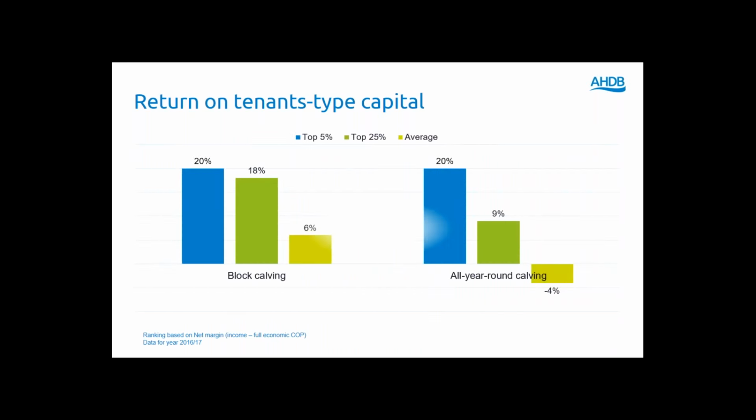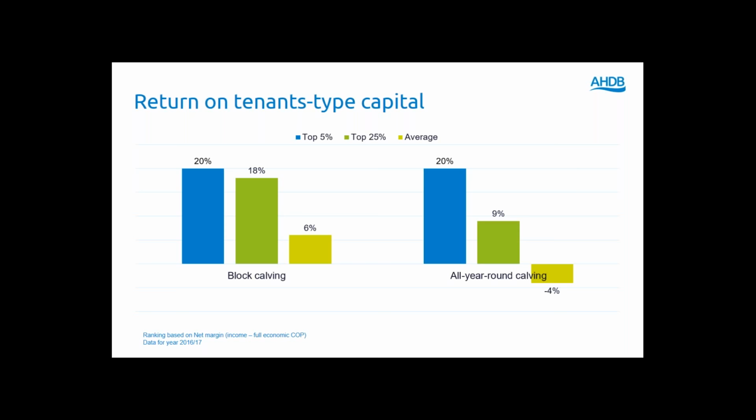So what evidence have we got on the performance of those that have a good return on tenant type capital? This is the latest year's data, because that's the year we've got this type of data for. I've split this into block calving and all year round, and I've pulled out the top 5% in this case. They have a return on tenant capital of around 20%, at least 20% as an average. We've got some very good ones in there with a return of around 30%, but certainly 20% is really good going.